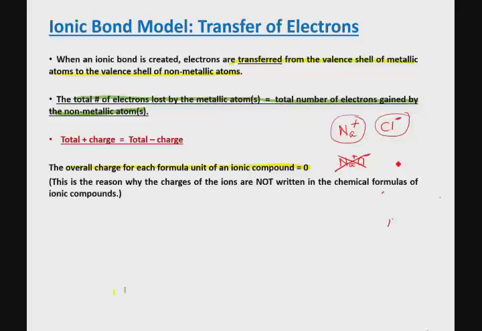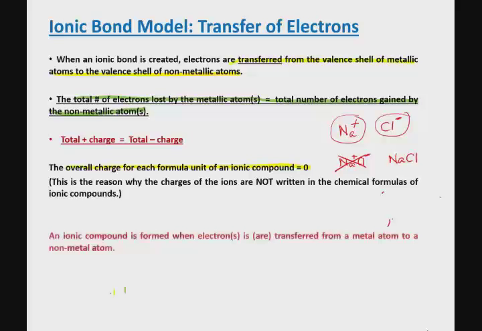What will instead be correct is the same thing but without the charge. So when we write the chemical formula of the compound, the formula unit of the ionic compound, we do not write the charges of the ions that make that formula unit, because overall the formula unit does not have a net charge. So an ionic compound is formed when electrons are transferred from a metallic atom to a non-metallic atom.